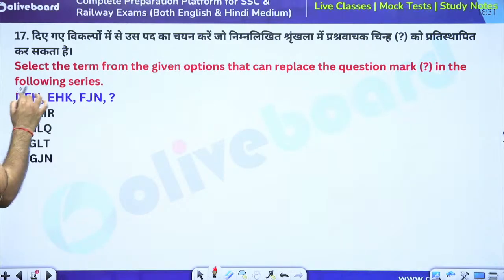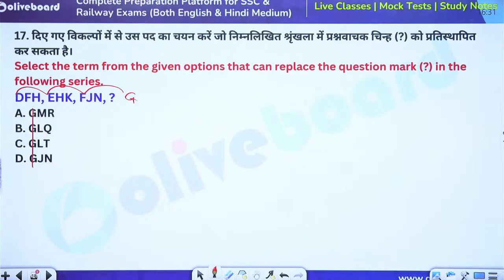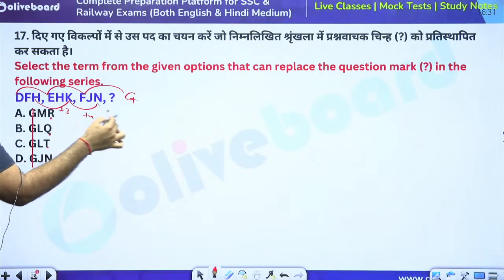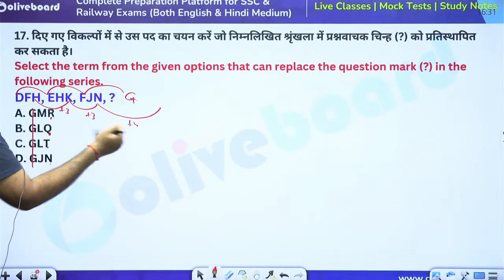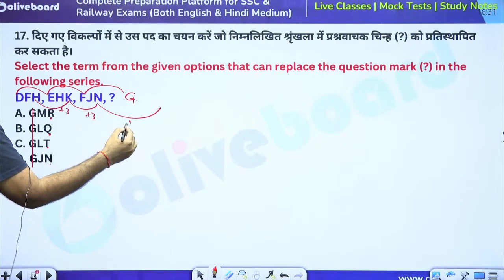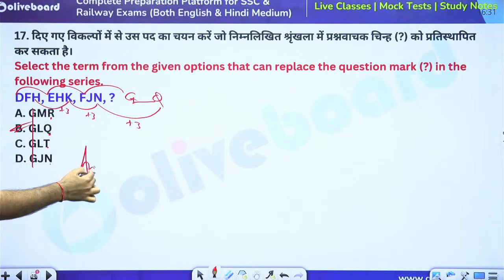Okay. D, E, F, G. Everything starting with G, useless. Last letter is different, no? We'll pick that up. So H, 8 plus 3, K plus 3, 14 plus 3, 17. So it will end in a Q. Option B is the right answer. Okay. Observe the options. That will save a lot of your time.